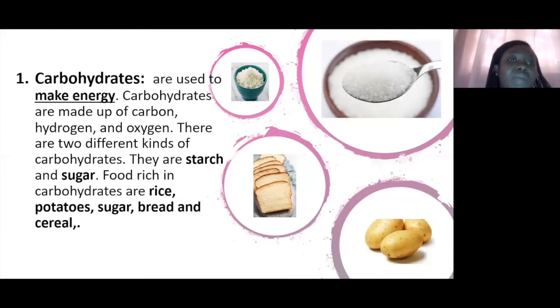So carbohydrates are made up of carbon, hydrogen, and oxygen. There are two kinds of carbohydrates. These are starch and sugar. So we have our starchy food, we have our bread, we have our potatoes, we have our cereal, we have our rice, we have all these starchy foods, and then we have our sugar, right? So there are two types, starch and sugar, that make up the two types of carbs or carbohydrates.